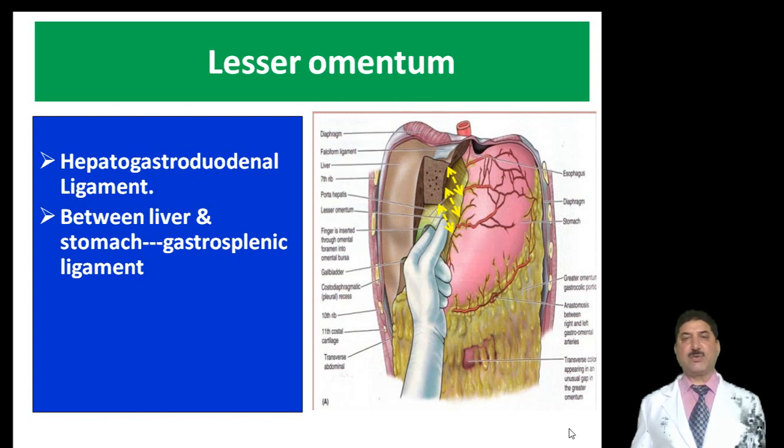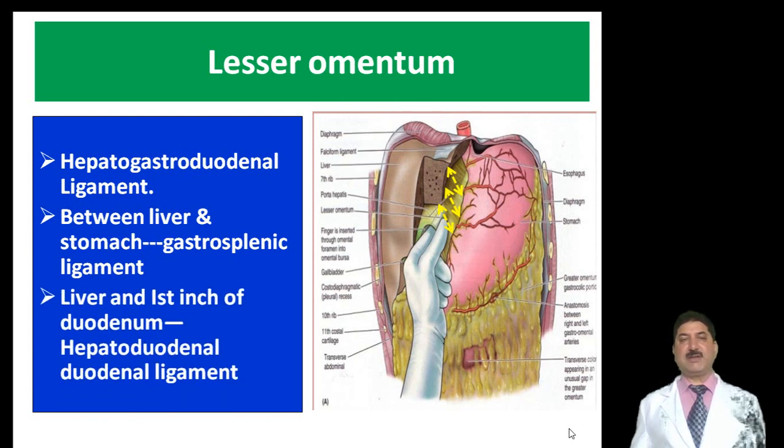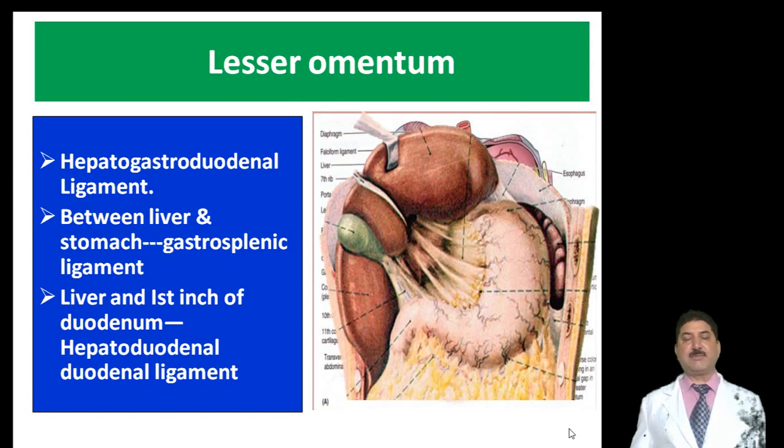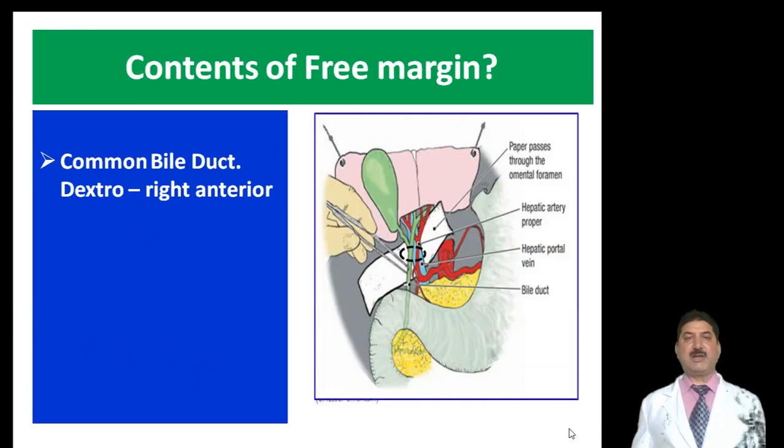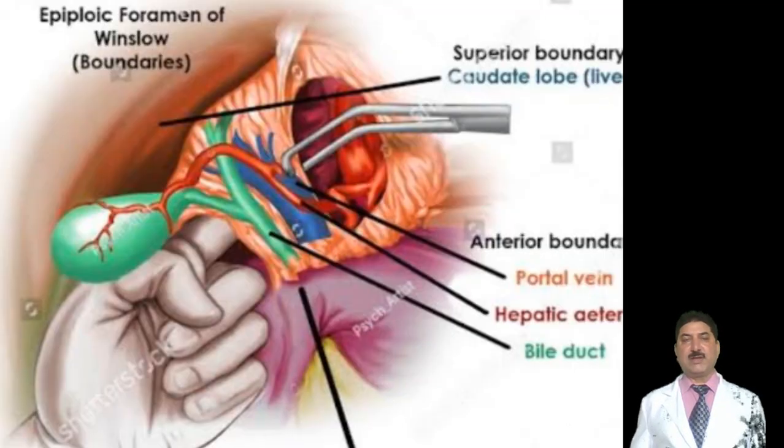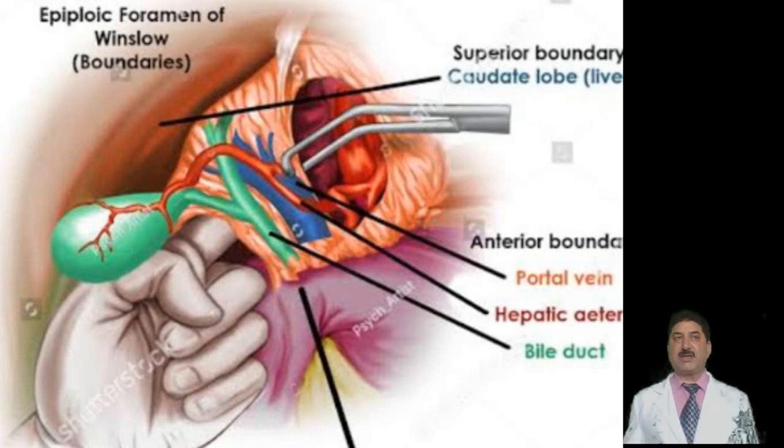That part is called the gastrohepatic ligament, and the part lying between the liver and the first inch of the duodenum is called the hepatoduodenal ligament. The contents of the free margin of the lesser omentum are the common bile duct, hepatic artery, and portal vein. Two of them lie anteriorly in the free margin. Common bile duct, D for dextro, D for duct, lies anteriorly, and hepatic artery, A for anterior, lies to the left and anterior, and portal vein, P for portal, P for posterior, lies posteriorly in the free margin.